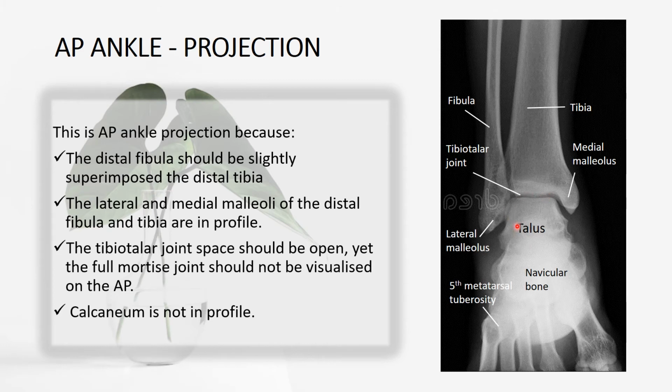On the calcaneum, the calcaneum is not in profile. As you can see here, the white line is the calcaneum that is superimposed with the bone here. Okay, this is the navicular bone somewhere here, and this is the calcaneum.